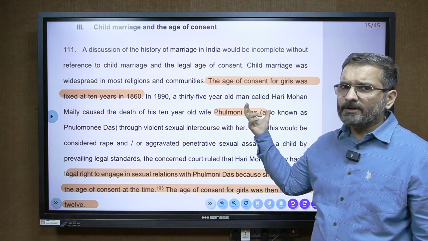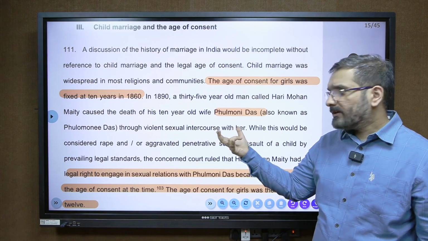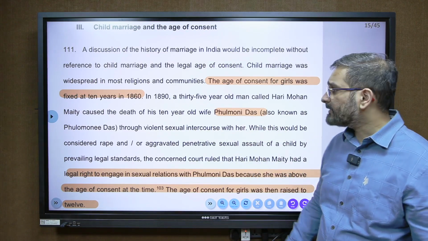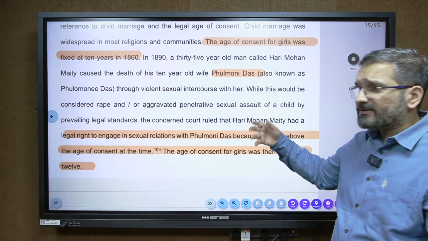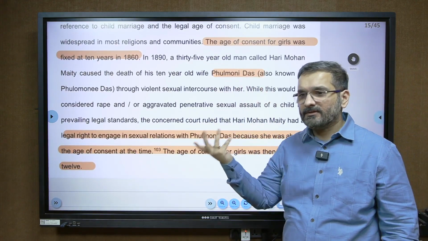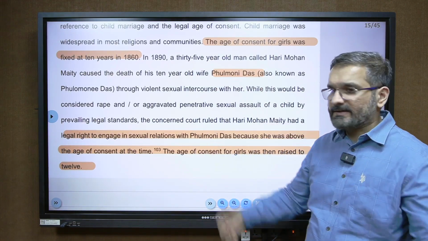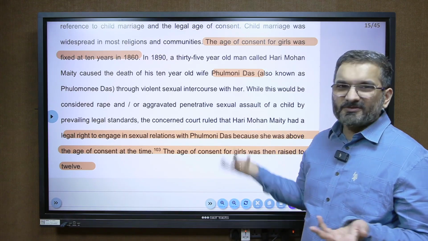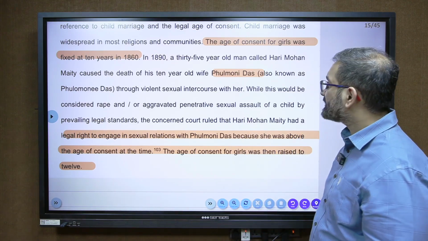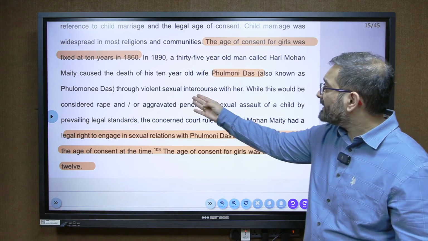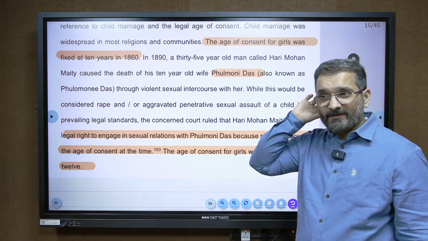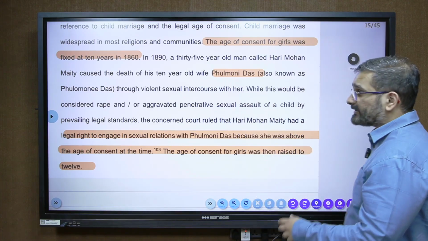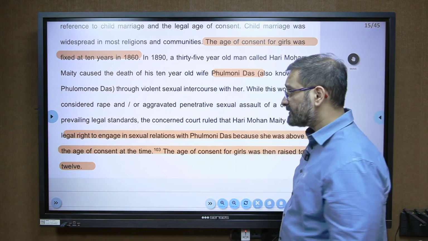So this is a popular fun fact from Static Legal GK. Now Fulmoni Das, जहाँ पे भी उनके आत्मा को शांति मिले, it's just such a young girl back then. Thank God that we progressed as a society. No girl, I mean, marriage at 10 years is just cruel. Through violent sexual intercourse with her. So he was having violent sexual intercourse with a 10-year-old. I really don't know how people can even go down to this level.